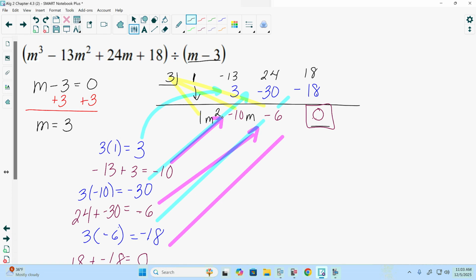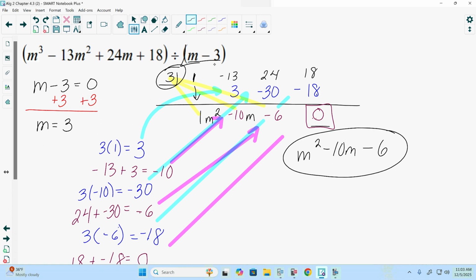So outside the box, outside the remainder, constant, no variable. Variable to the first, variable to the second. If there was another number, third, fourth, we just keep increasing the power. Which is telling us that the solution here is m squared minus 10m minus 6. And if there was a remainder, we would add whatever the remainder is over what we were dividing by originally. We wouldn't put it over the 3 here. We would put it over m minus 3 because that's what we're dividing it by. Questions on this here? We ready for the next one?